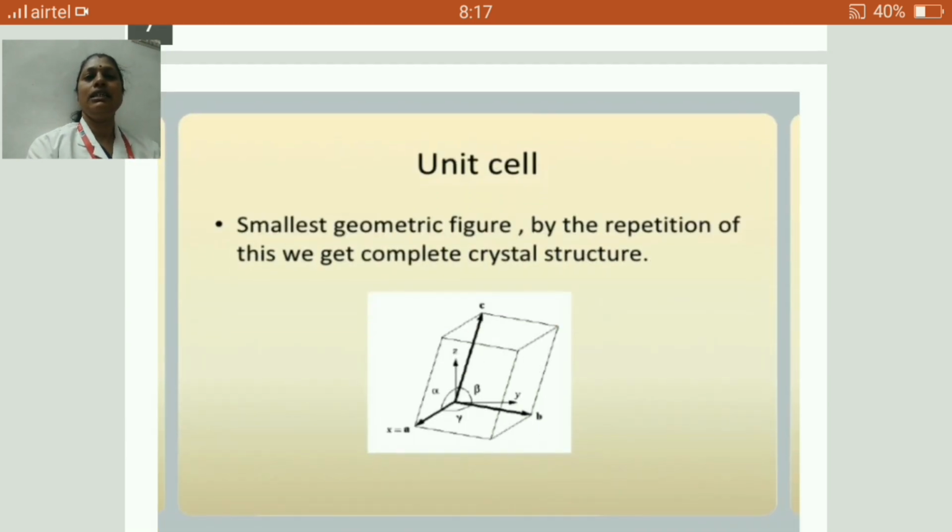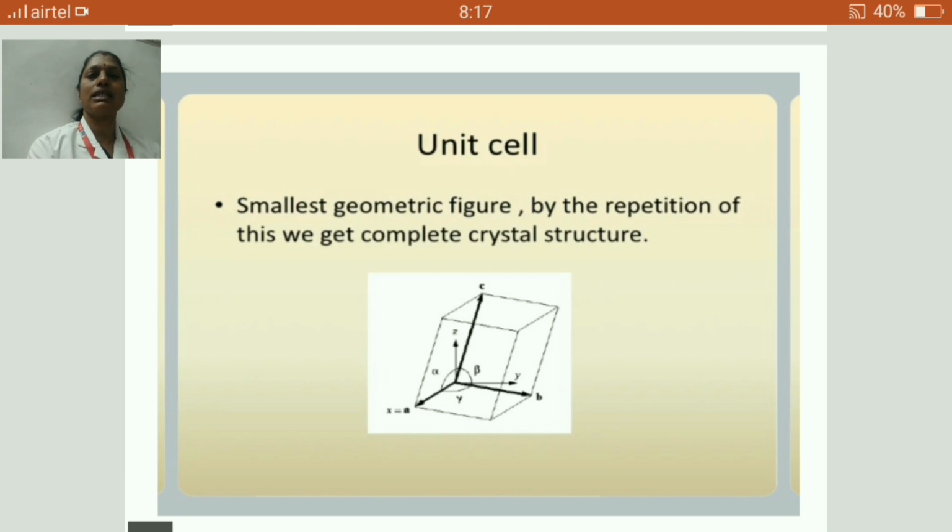Then next is the unit cell. In the crystal structure, the smallest geometric figure which, when repeated in 3 dimensions, gives the complete crystal structure is known as the unit cell.